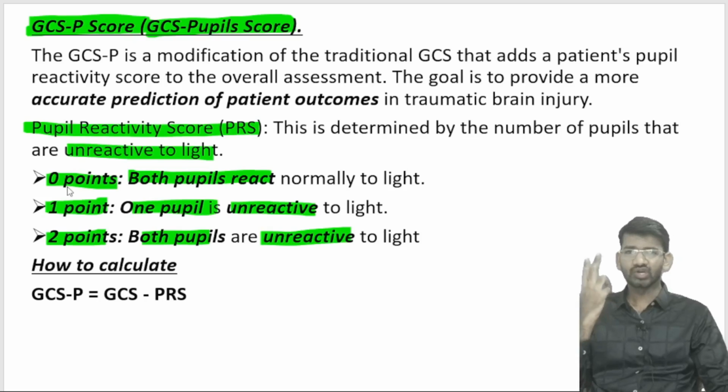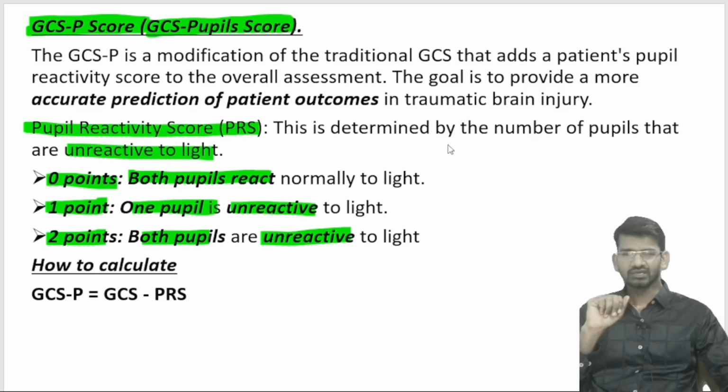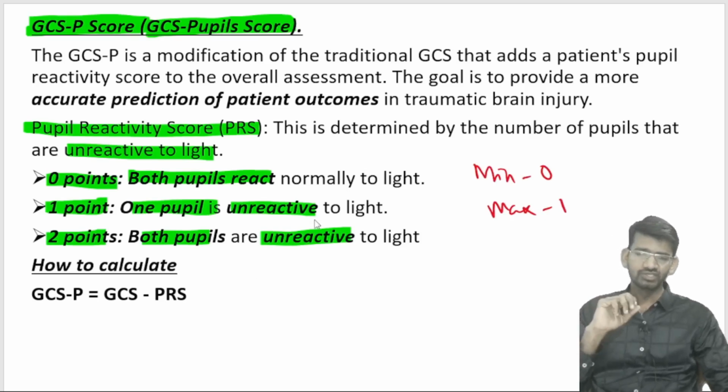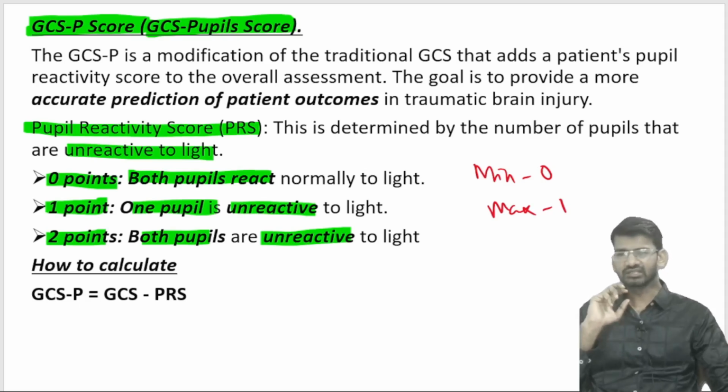अगर दोनों आंखें या दोनों पुतलियाँ रिएक्टिव हैं तो 0 है, अगर एक आंख रिएक्टिव है और एक नहीं है तो 1 पॉइंट है, अगर दोनों आंखें रिएक्टिव नहीं हैं, okay, then a point of 2 will be given. So based on this score, the maximum score is 2 and the minimum score is 0. So we assess the score to calculate the GCS-P, that is the Glasgow Coma Scale Pupil score.